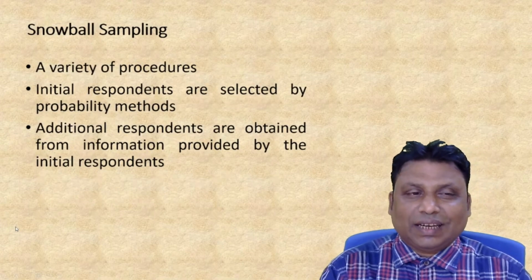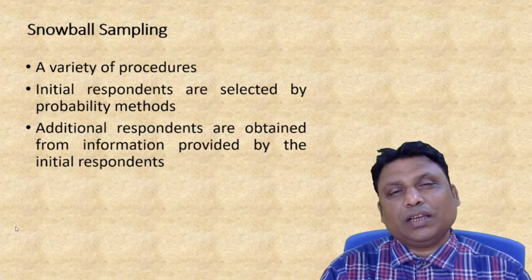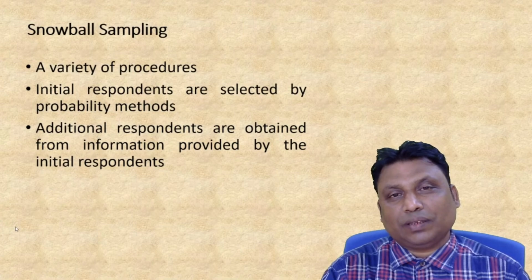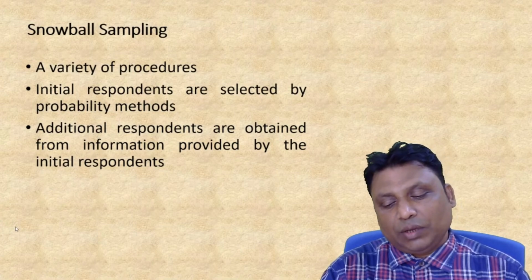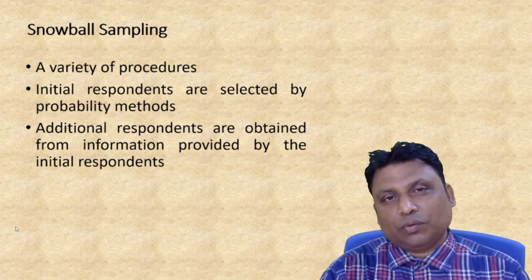Snowball sampling is another technique. A variety of procedures can be implemented in sampling techniques. Initially, respondents are selected by probability methods. Suppose you are selecting the subgroups by quota sampling methods. Now you have to select one, select two, select three. Like this, you first select, then you collect the information.